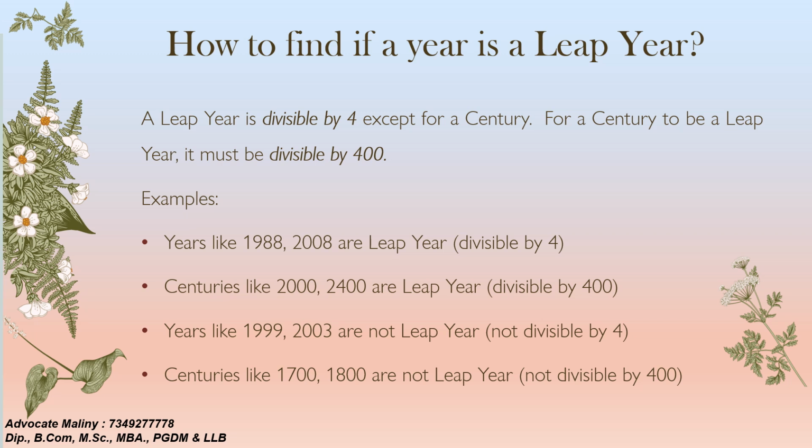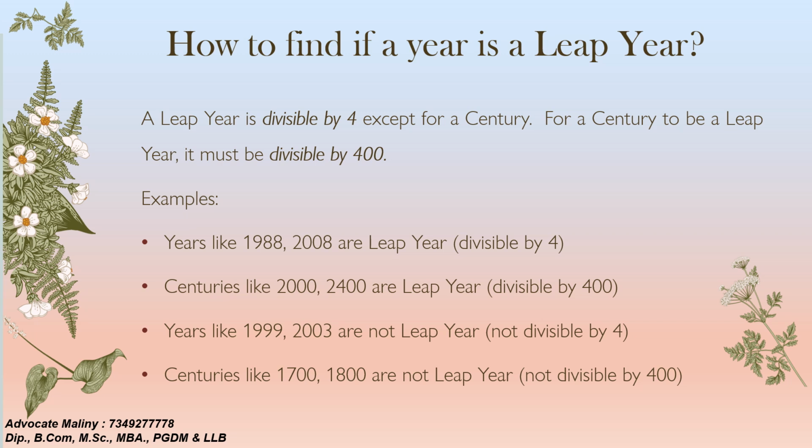We have to understand how to find if a year is a leap year. That's very easy. If a year is a leap year, then it will be divisible by 4, except for a century. If you have to find out if a century is a leap year, then it has to be divisible by 400. You can see the examples below.